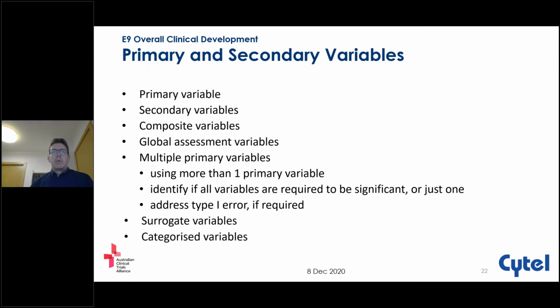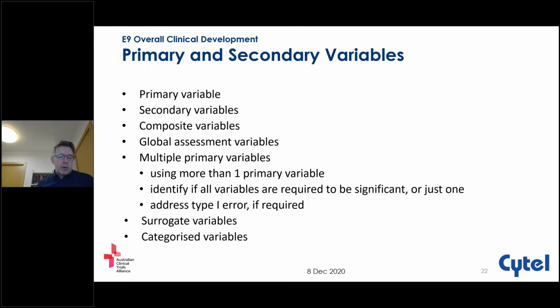Multiple primary variables, so this would be using more than one primary endpoint. So we would now call those co-primary endpoints, and understanding whether all of them needed to be significant or just one of them. And if it was just one of them, addressing the type 1 error if required. It also gives definitions of surrogate variables and what it takes to be confident in a surrogate variable.